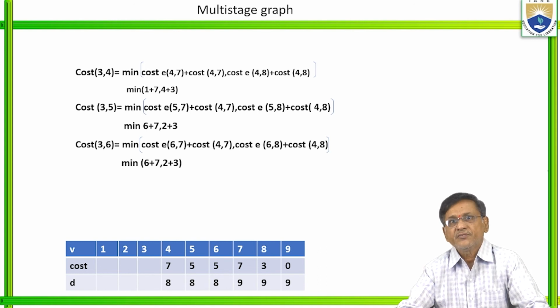So, cost of an edge 6 to 7 is 6 and cost of vertex 7 is equal to 7. 6 plus 7 is 13. Then cost of an edge 6 to 8 is 2 and cost of vertex 8 is 3. So 6 plus 7 comma 2 plus 3. So 13 comma 5. In that, 5 is the minimum. 5 corresponding to the vertex 8. That is, the destination is 8 and the cost is 5 corresponding to the vertex 6.